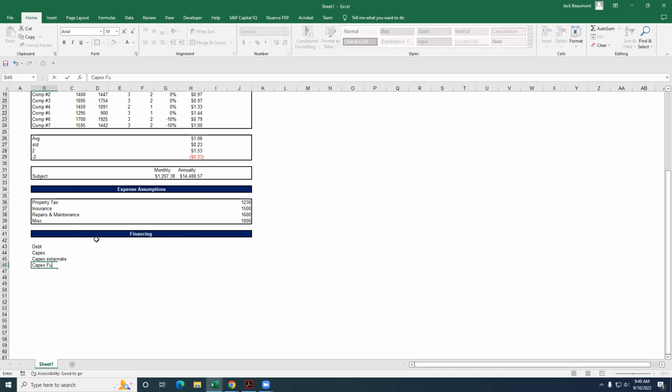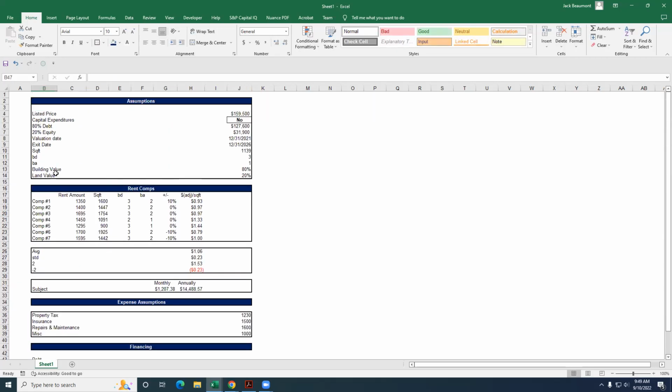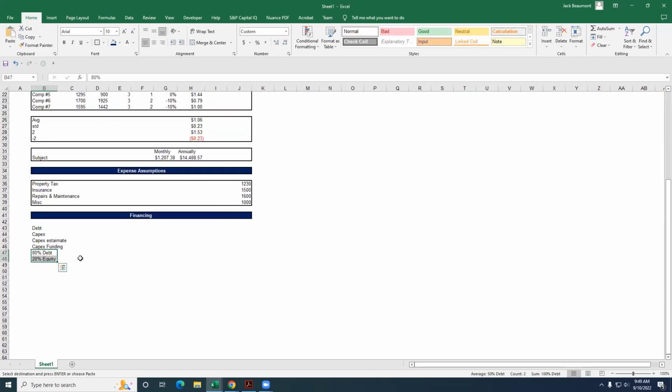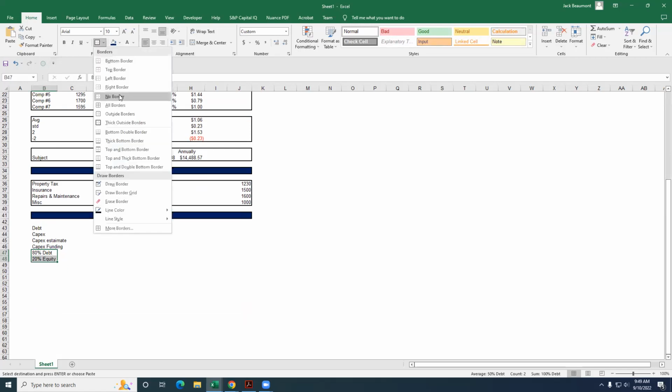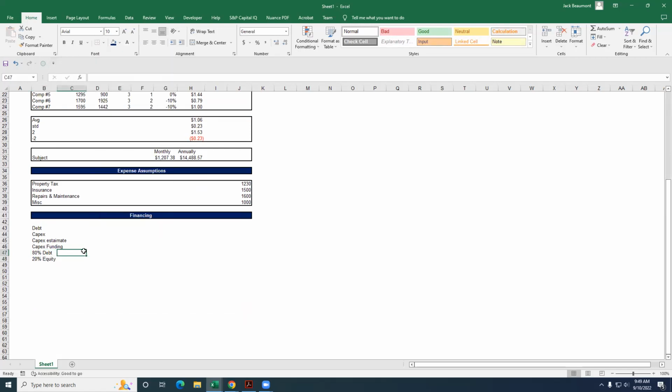CapEx funding. And then I'm going to copy this, so put my border. And I'm going to put in total debt, and then I'm going to do total equity. And I'm going to build in the interest and the term. Okay.